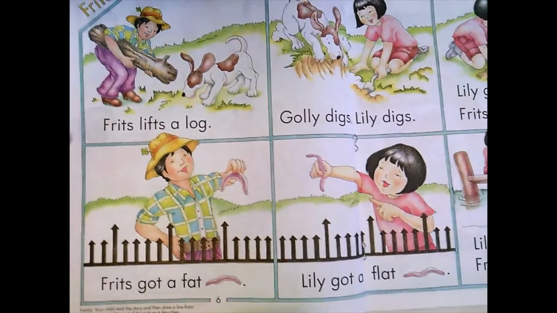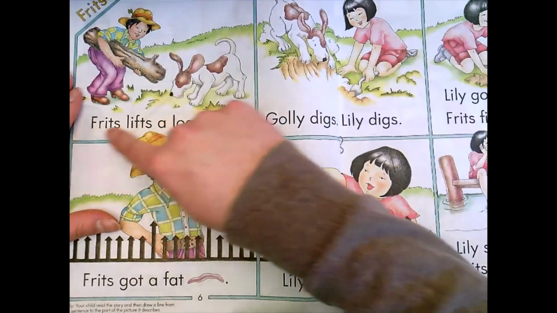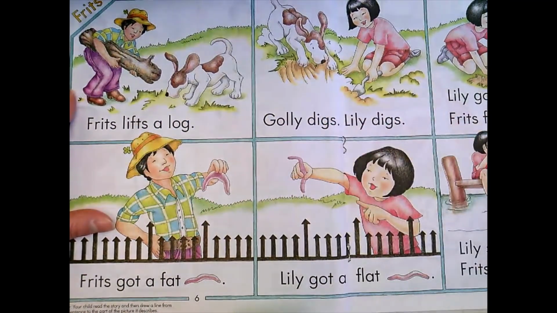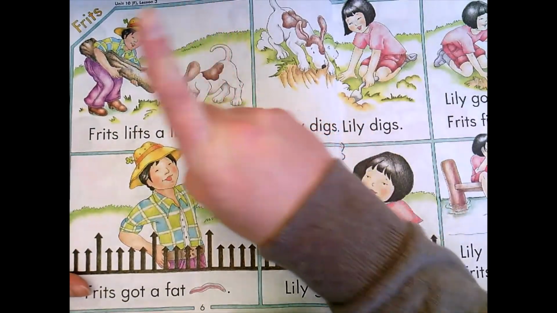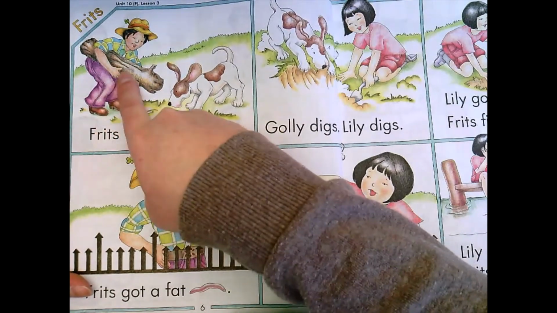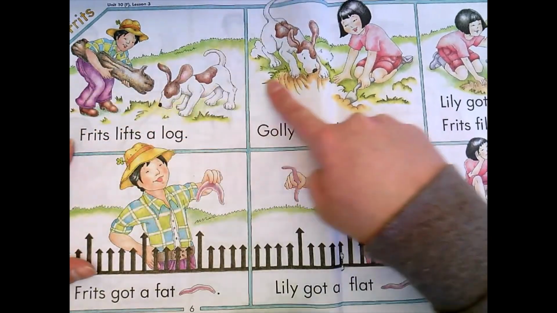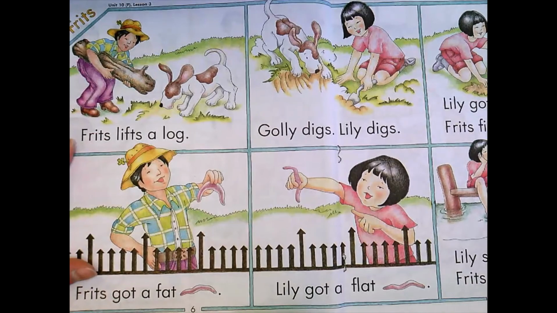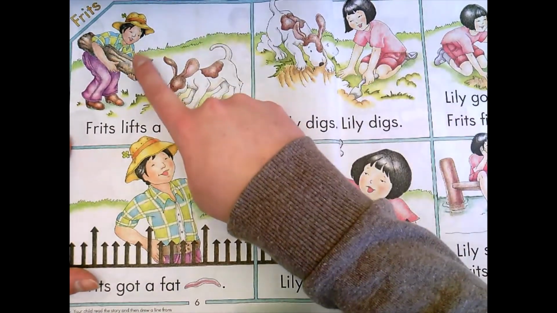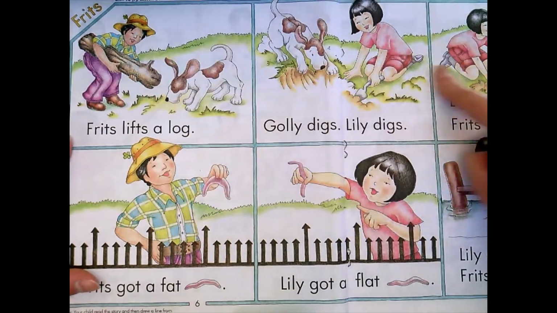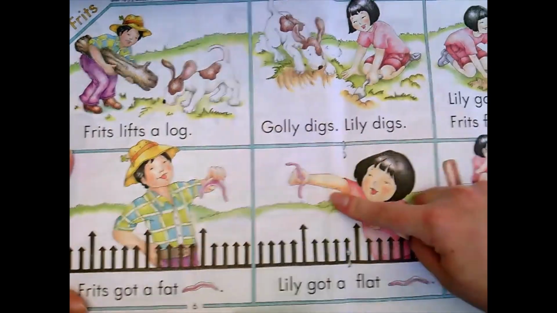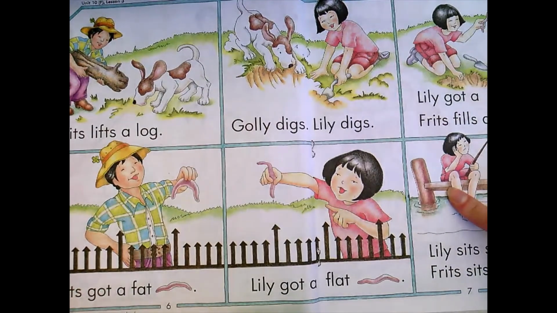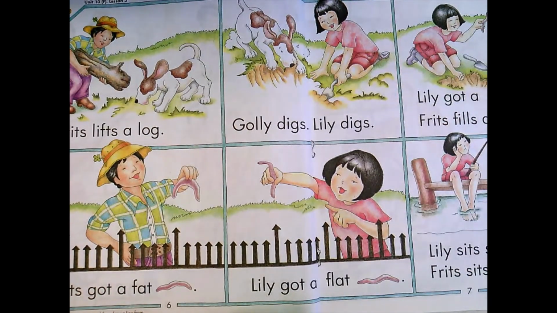Remember, when we read, we start on the left and we go across to the right. Left to right. Can you take your finger and point to Fritz carrying the log, and then slide your finger all the way to the right? This is the direction that we're going to read. So we're going to look at the pictures and the words like this, and then this one, and then this one, and then we have to go back to the left, here, and across. Okay?